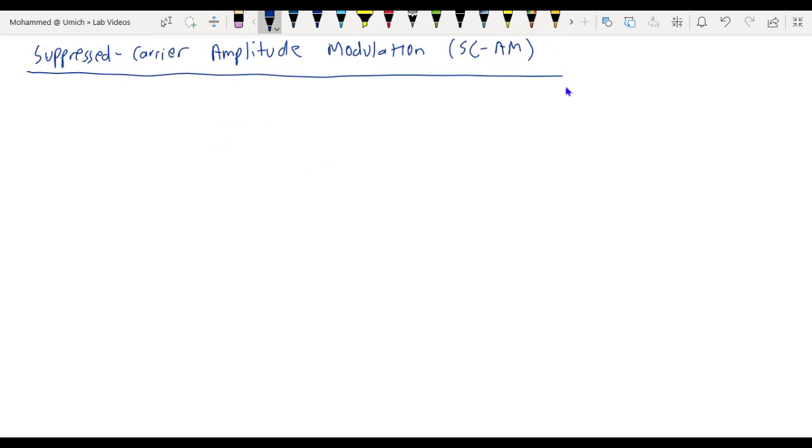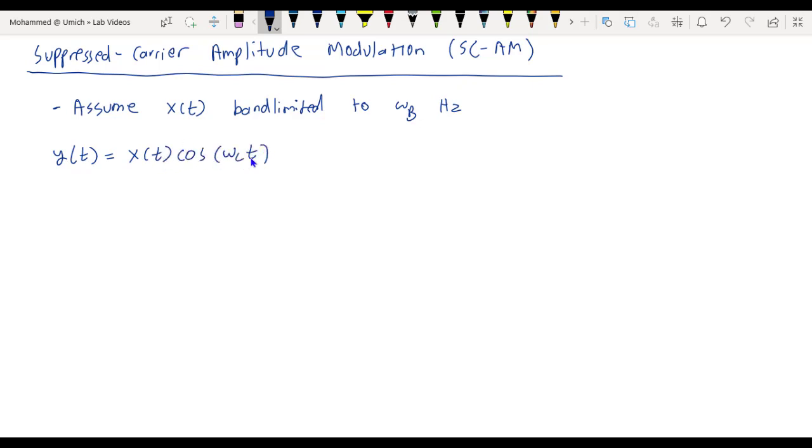Now let's look at an amplitude modulation scheme called suppressed-carrier amplitude modulation, also called double sideband modulation. Suppose x(t) is an audio signal that we want to transmit between two locations, and assume that this audio signal is band limited to ωb. In double sideband modulation, our modulated carrier signal y(t) is given by y(t) = x(t) cos(ωc t), where ωc is the carrier frequency.